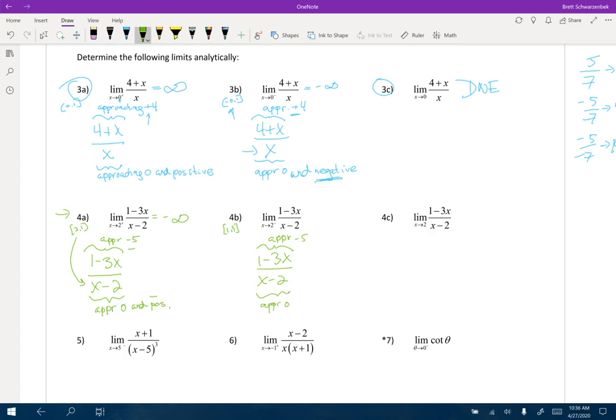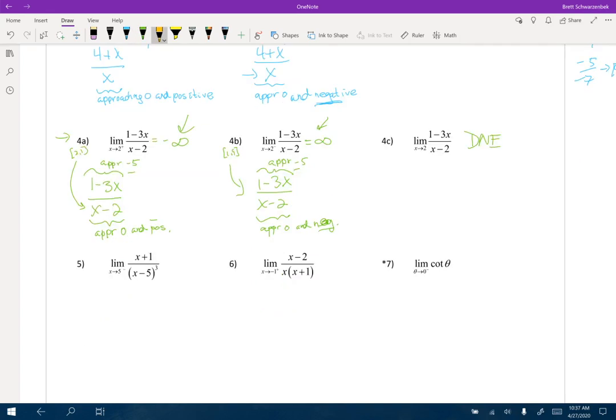But what type of sign is it? Now take the 1.9 and just quickly take a peek. 1.9 minus 2 gives you a negative number. So that means we have a negative over a negative, which means we get a positive. And because these are not the same, again, the two-sided limit does not exist.